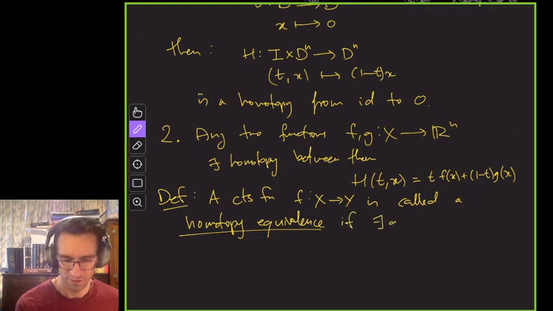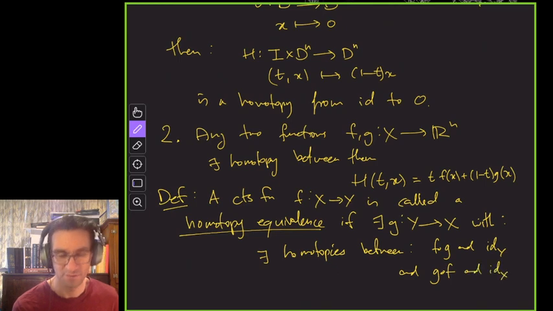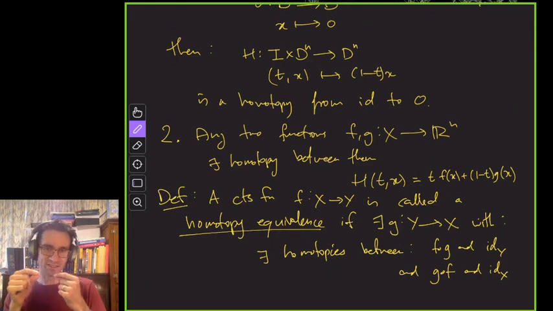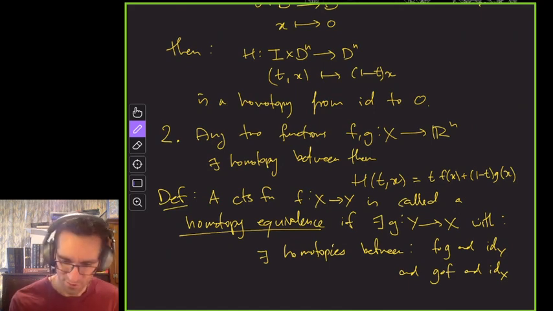If there is some function in the other direction with the following property, there exist homotopies f composed with g and the identity on y, and g composed with f and the identity on x. So they're like inverses, except they're not actually equal to the identity, they're only homotopic to the identity. So I should say what homotopic means.